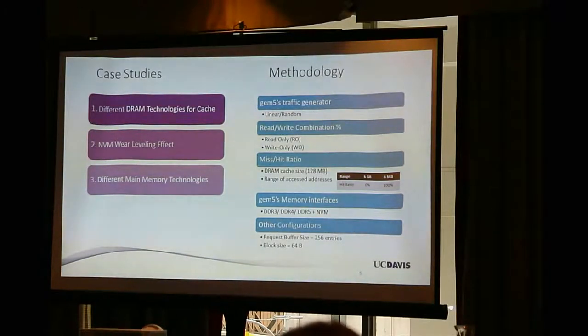The methodology that we use to run these experiments is as follows. We use gem5's traffic generator, which enables us to have linear or random traffic patterns. We can control the combination of reads or writes for the given access pattern, be it read-only or write-only. And we can control the miss or hit ratios based on the size that we decide for the DRAM cache versus the range of addresses that we generate using the traffic generator. We also use gem5's memory interfaces, DDR3, 4, 5, and also NVM. Unless the case study specifies the buffer size, we have assumed that it's 256 entries, and the block size is always 64 bytes.